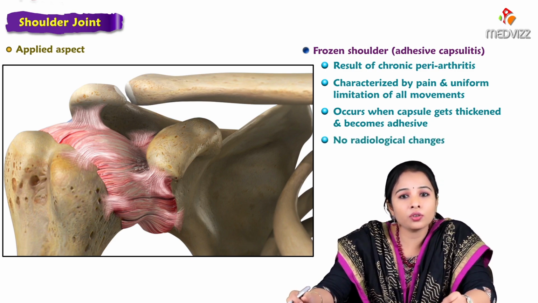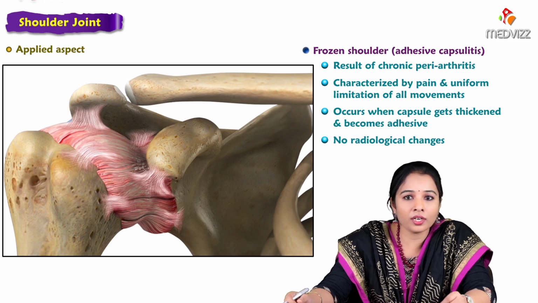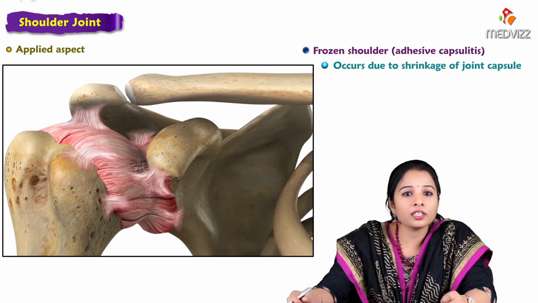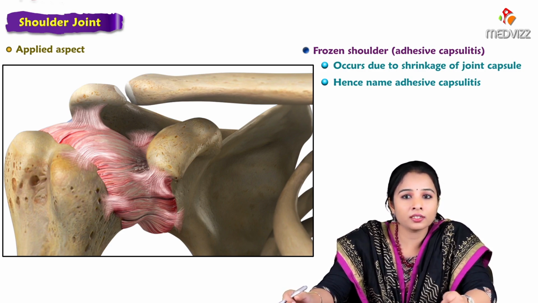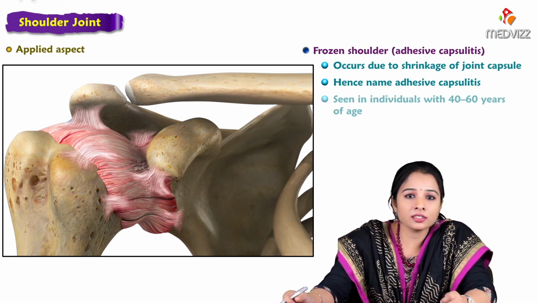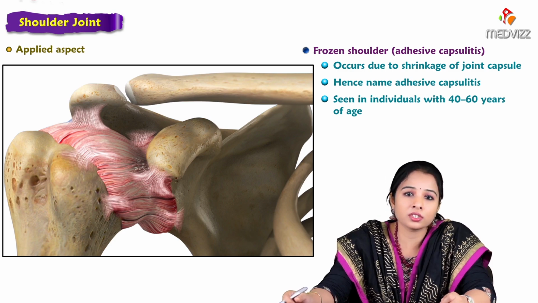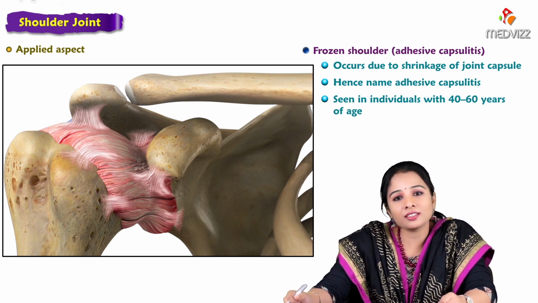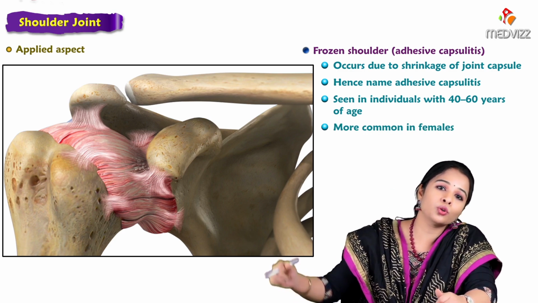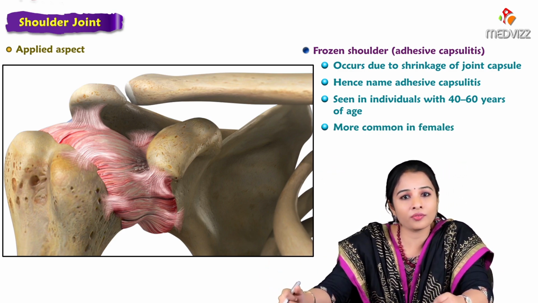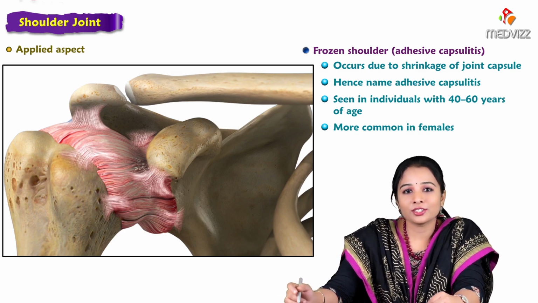Though there are no radiological changes in the joint, it occurs due to shrinkage of the joint capsule, and hence the name adhesive capsulitis. And this condition is generally seen in individuals of 40 to 60 years of age, and it is seen more in females than in males because females won't do overhead abduction often. So this completes the shoulder joint.